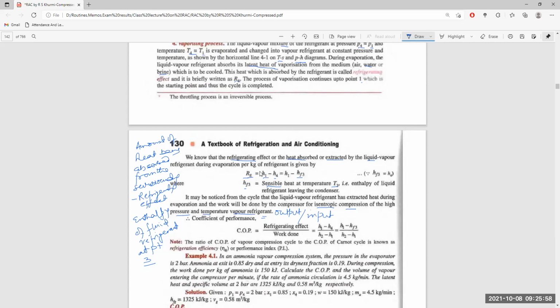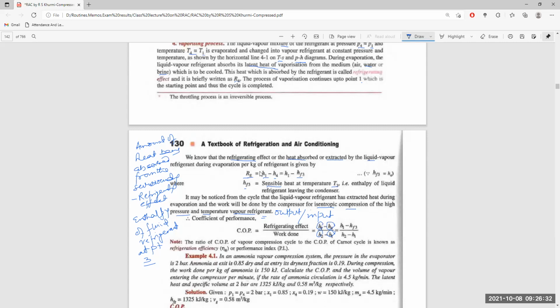Refrigerant effect is the output. What we are getting from the system is H1 minus H4. The work done on the system is H2 minus H1. Hence, the heat added in the compression process can be converted into the work done by the compression, which increases the heat content from H1 to H2. The refrigerant effect is produced by the refrigerator itself at the time of evaporation, increasing the heat content from H4 to H1.